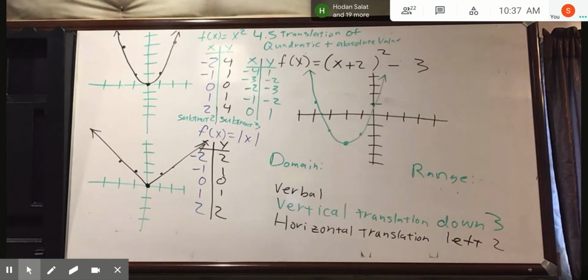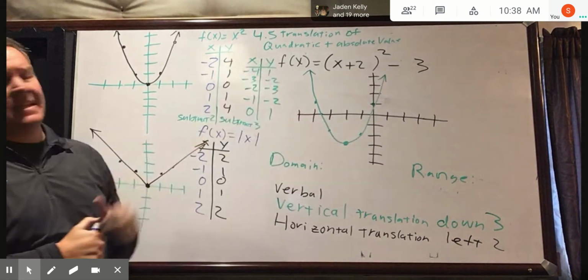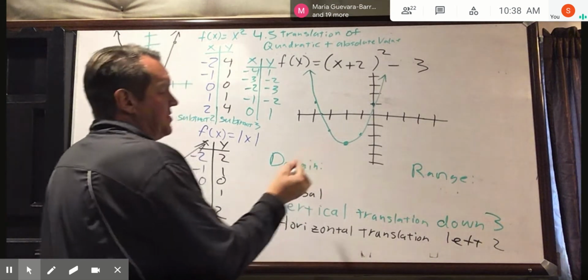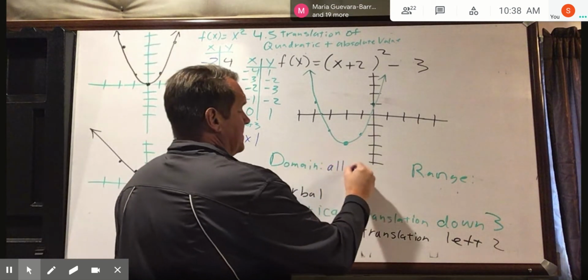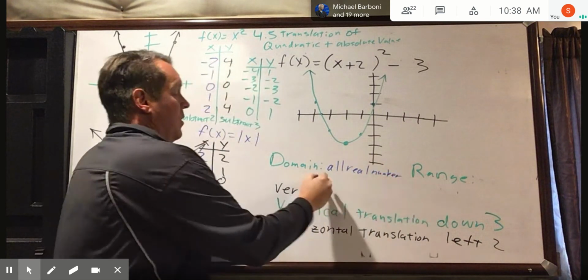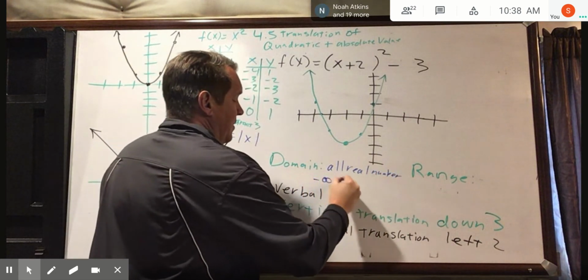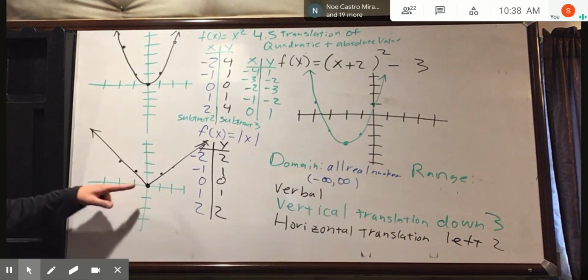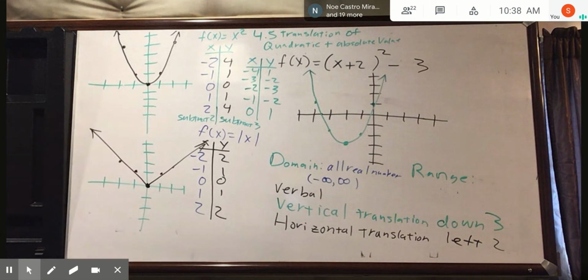All right. Hold on. How far is this graph going to go to the left? Forever. How far to the right? Forever. So for domain, you have the choice. You can write the words all real numbers, or you can write negative infinity to infinity with parentheses. That is going to be the case in all of today's problems. You're going to have that same answer for domain.